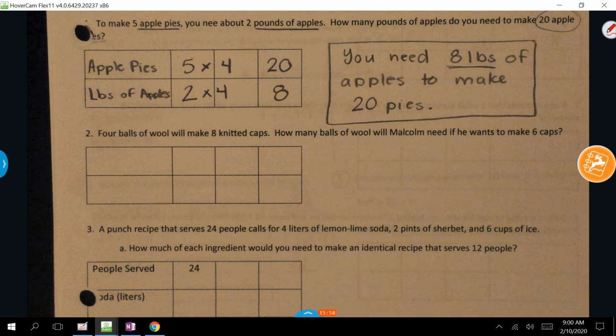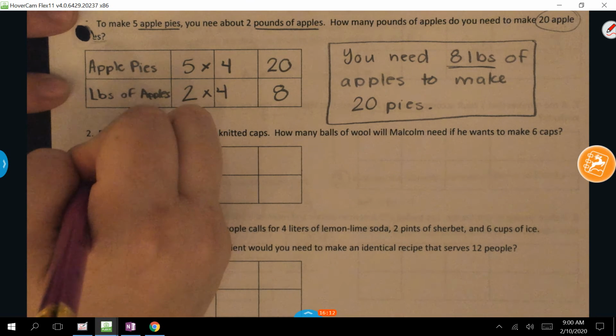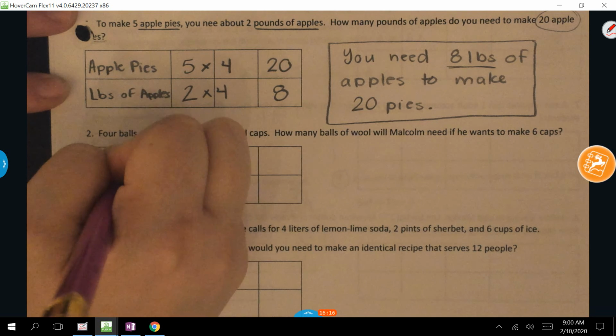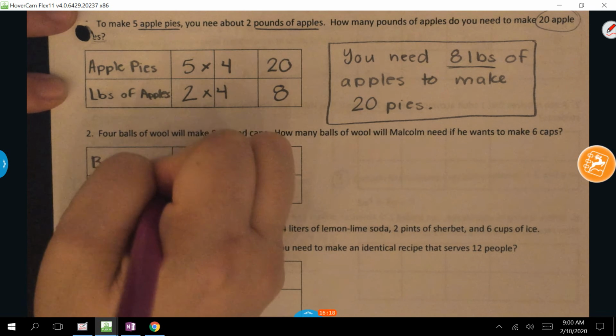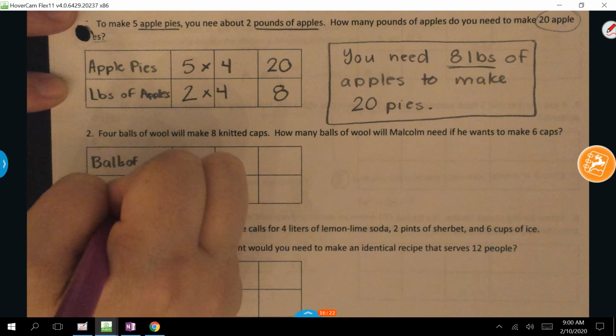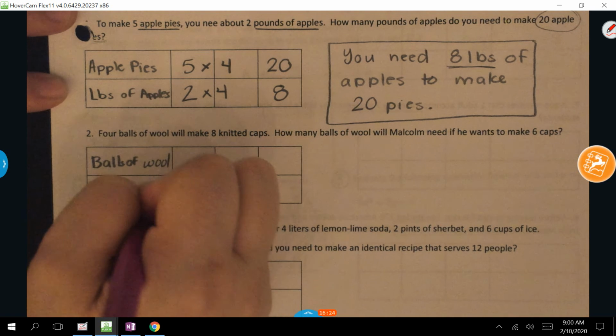4 balls of wool will make 8 knitted caps. How many balls of wool will Malcolm need if he wants to make 6 knitted caps? What 2 things are we talking about in our chart? Chris? Balls of wool and knitted caps.